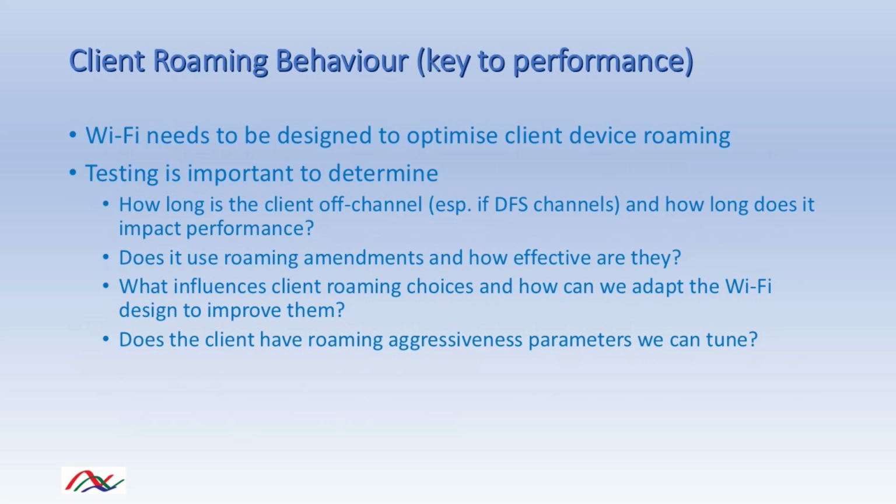So because Wi-Fi needs to be designed to optimize client device roaming, we need to do some tests on the client to determine how we can improve it. For example, how long is the client off channel and how long does roaming impact performance? Does it use any roaming amendments and how effective are they? What influences client roaming choices and how can we adapt the Wi-Fi design to improve them? And does the client have any roaming aggressiveness parameters that we can find and tune?